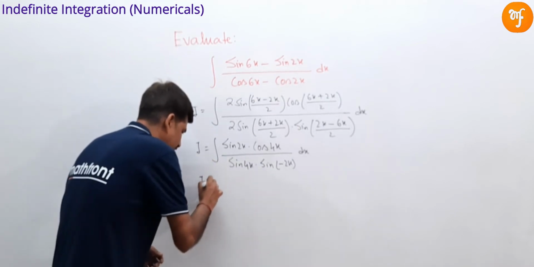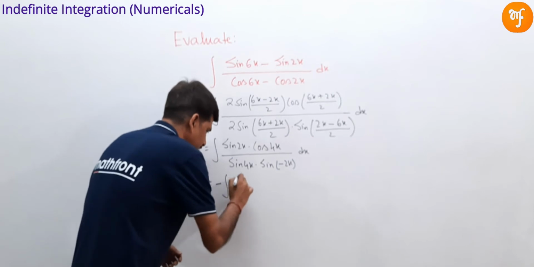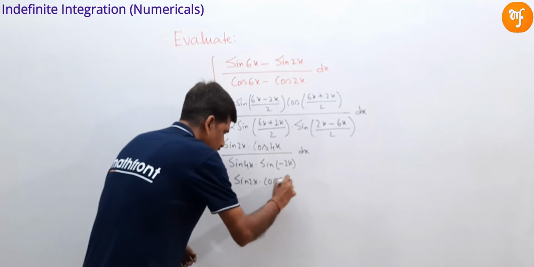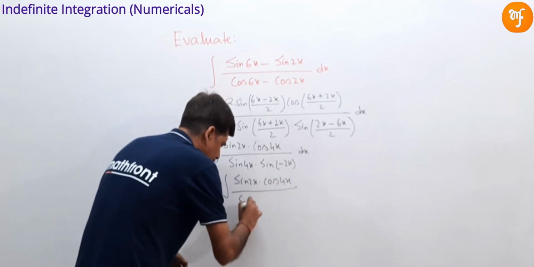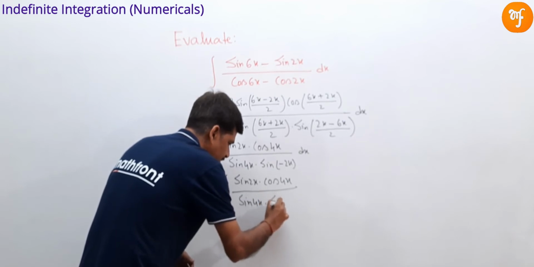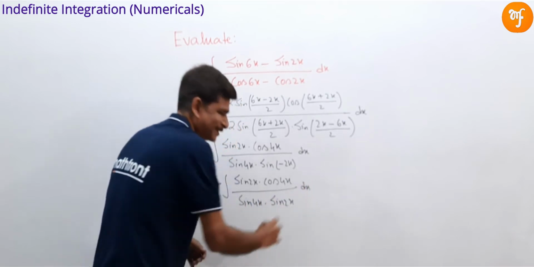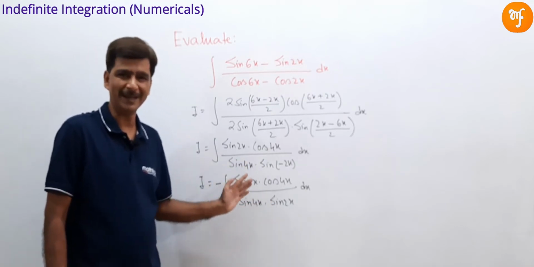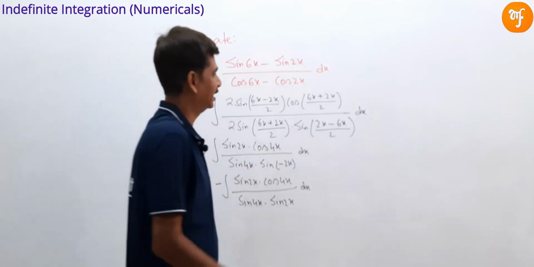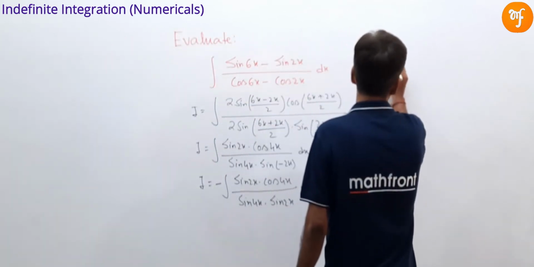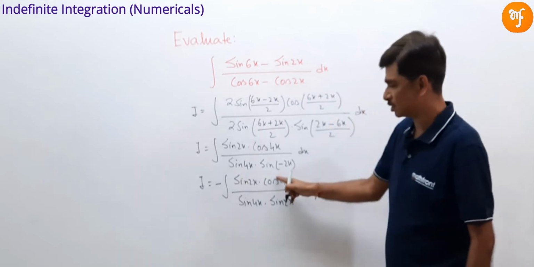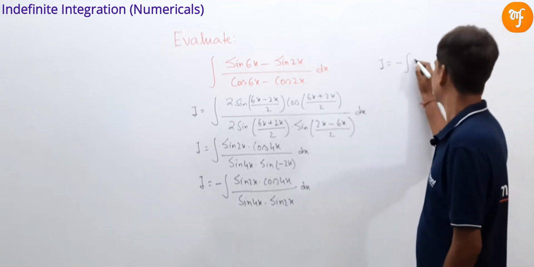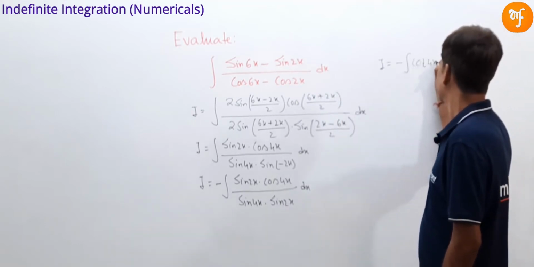So what will be I? I will be minus of sin of 2x into cos of 4x whole divided by sin of 4x into sin of 2x dx. Clear? Now this sin 2x and sin 2x from both numerator and denominator can be cancelled. So what will be the integration? The integration can be written as I is equal to minus integration of cos of 4x divided by sin of 4x. So cos of 4x by sin of 4x is cot of 4x. So we are writing this as cot of 4x dx.